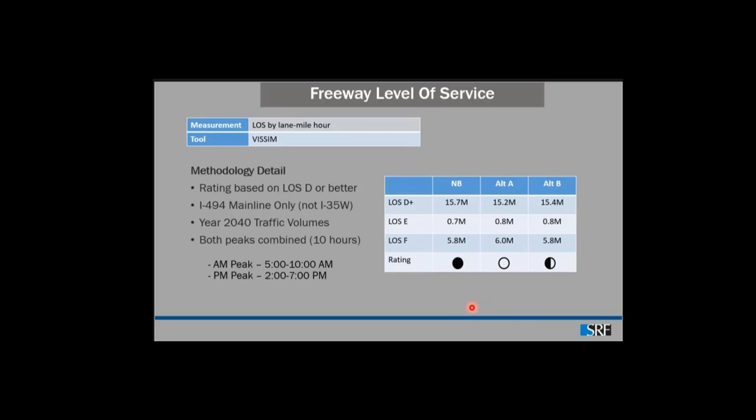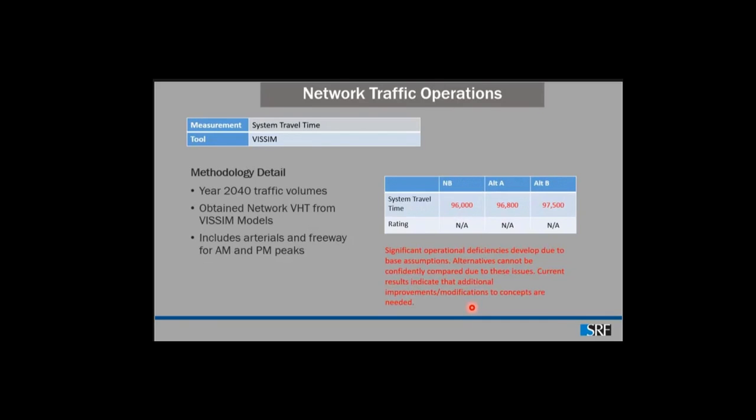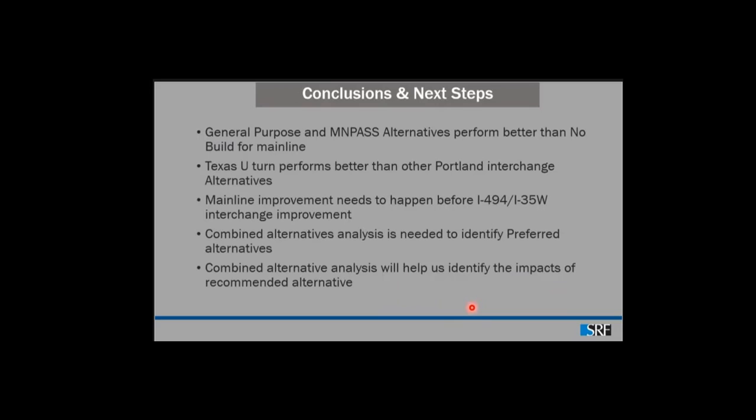So it gives us important information about staging of the construction. We have to make improvements in the 494 main line before we make improvements in the 35W and 494 interchange. This result shows a similar thing. We use the Vissim network results here to calculate the VHT, and we see it's not any better than our main line. So here comes my conclusion from my presentation and the next step for our project.